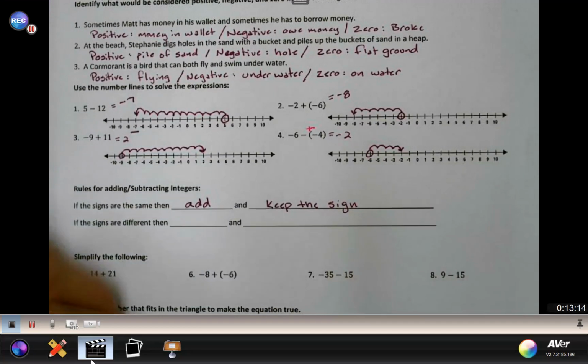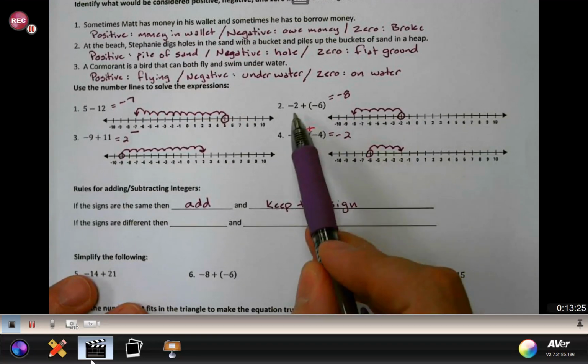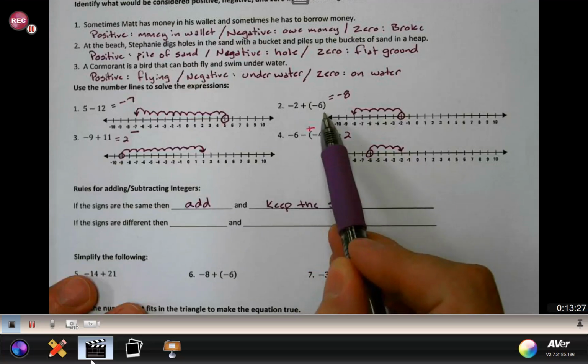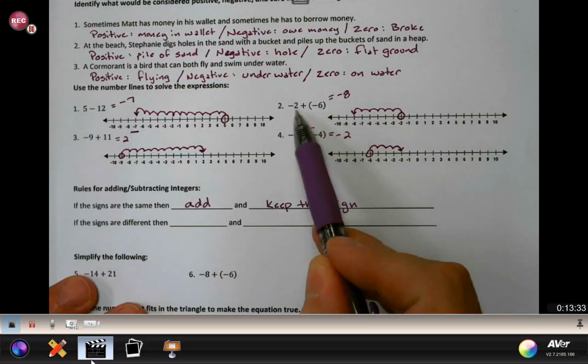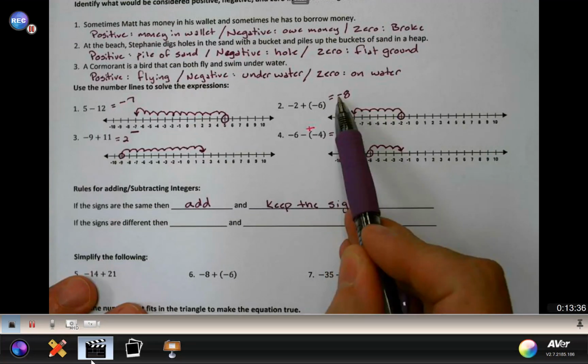So if I've got 5 plus 2, they're both positive numbers. I add those two numbers together. 5 plus 2 is 7. And then I keep the positive sign. Over here, I had negative 2 plus negative 6. So negative 2 combined with negative 6. They're both negative numbers. So what did I do? I added these two numbers and I kept the negative sign.